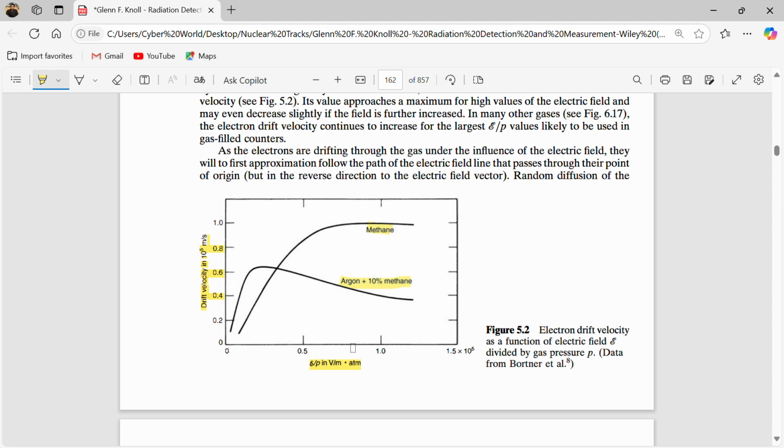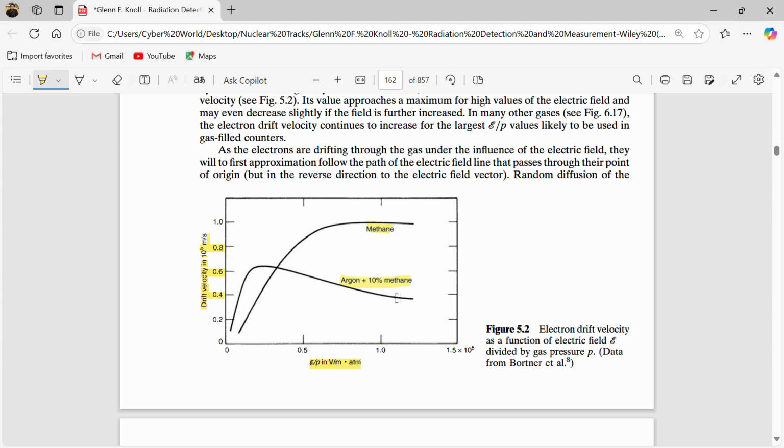Okay, so when a mixture of gases is involved, the ratio of E by P should be decreased, meaning the drift velocity decreases as you increase the E by P ratio. But as you increase the E by P ratio of a single gas, a monogas like methane in this curve, you can see the drift velocity increases to a sufficient value and then remains constant. Okay, so this is the illustration we get from this graph.